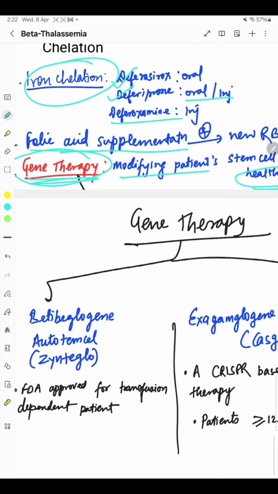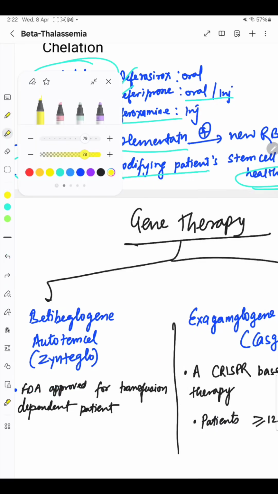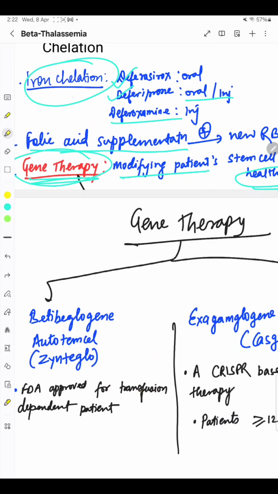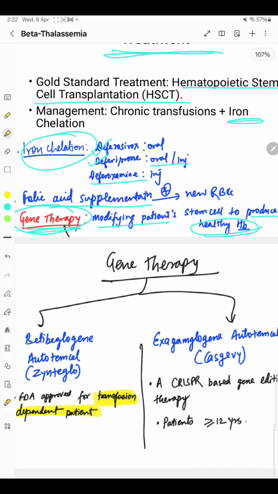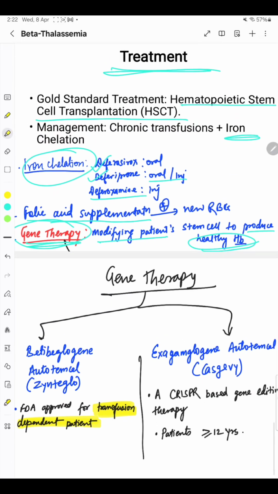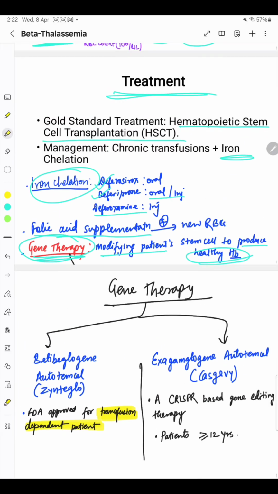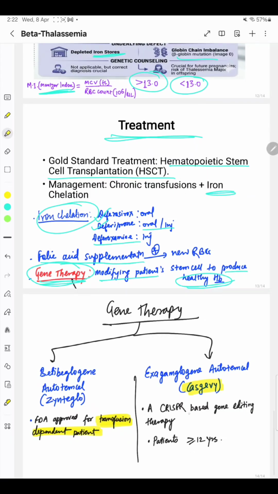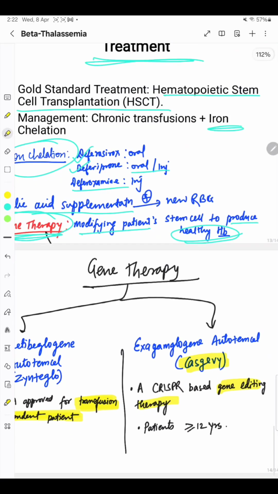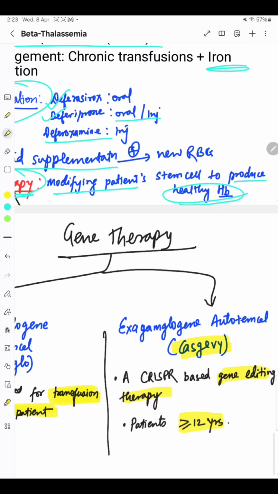This is an FDA approved drug for the transfusion dependent patient. FDA approved treatment option for the transfusion dependent patient, and the other one is exagamglogene autotemcel, also known as Casgevy, a CRISPR based gene editing therapy usually advised for patients 12 years or older.